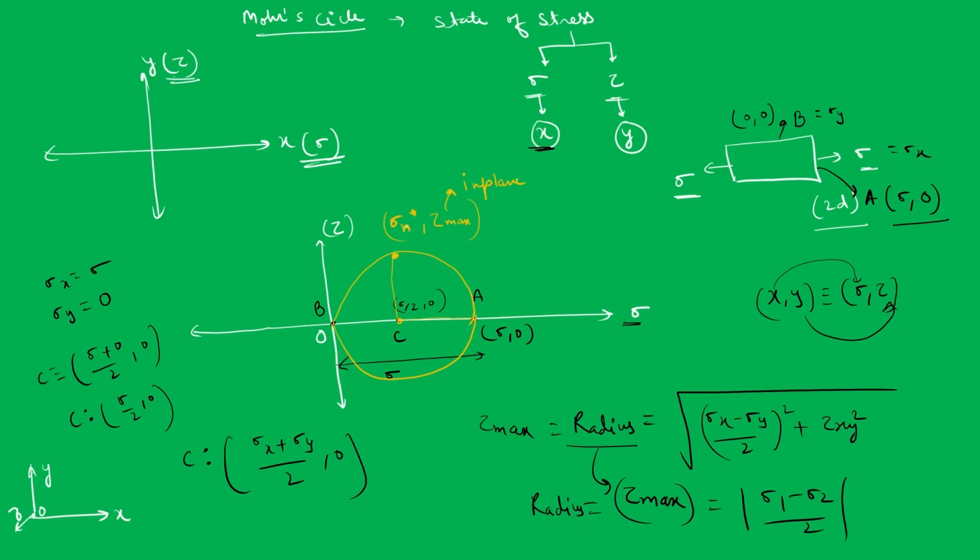And this is sigma avg. And what is sigma avg? Sigma avg is nothing but the center. So that is your sigma x plus sigma y by 2. This is your sigma avg. We have already seen that in the previous session, right?